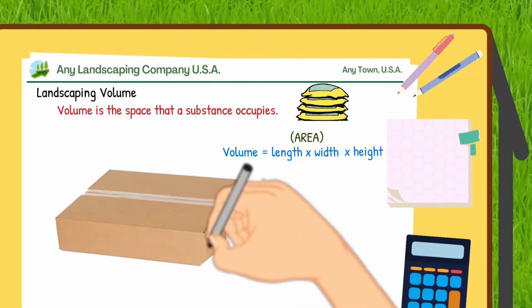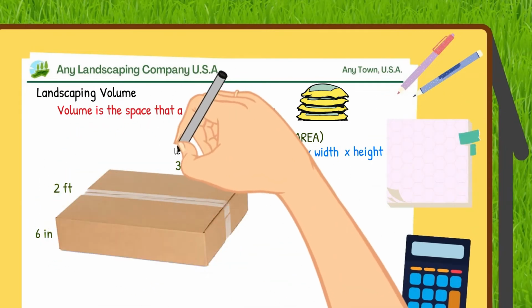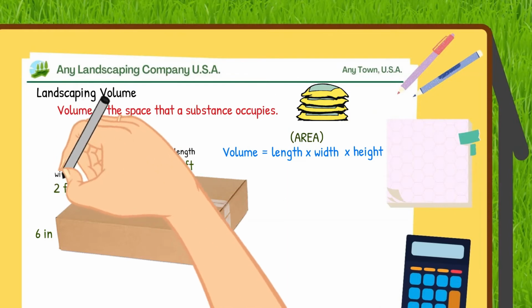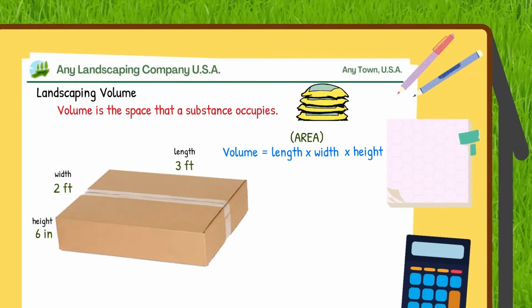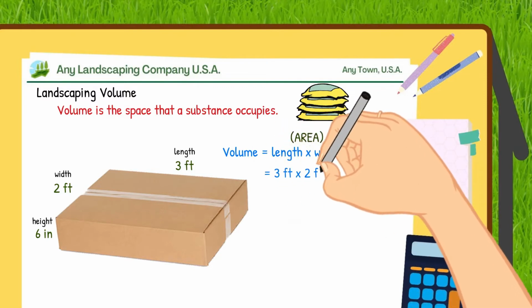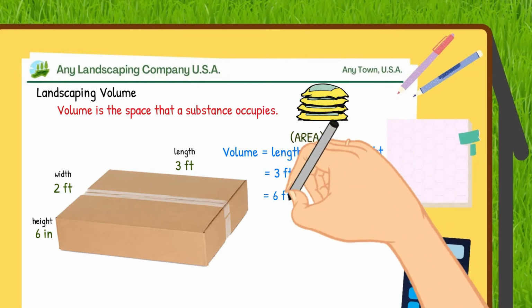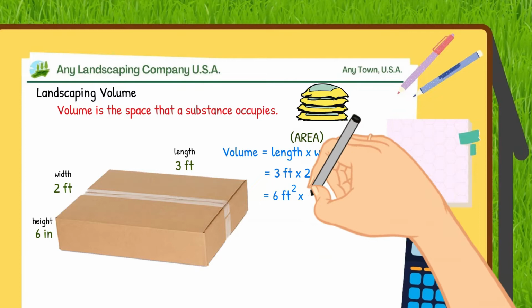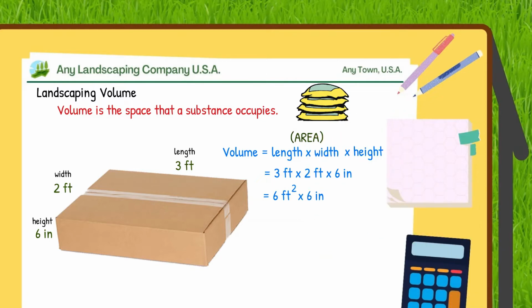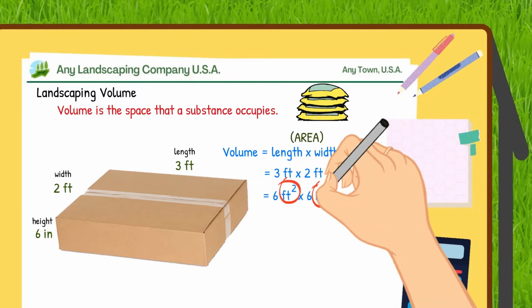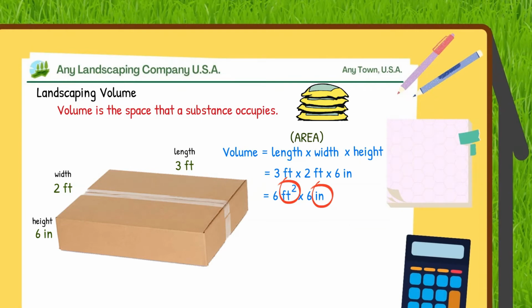So if we have a box that we've already measured, this is going to be my length, my width, and my height. Let us first get our area by multiplying length times width. 3 times 2 is 6 feet squared. Now let's multiply it by its height. You will notice that we have different units, feet and inches.